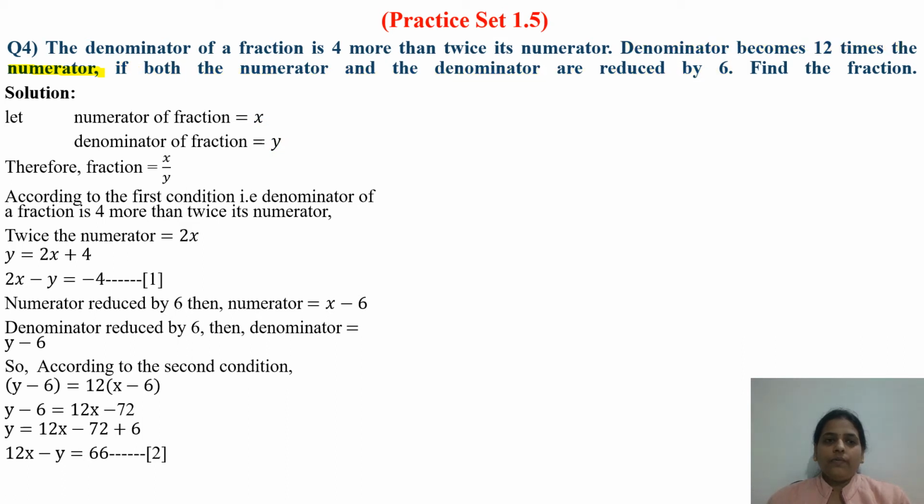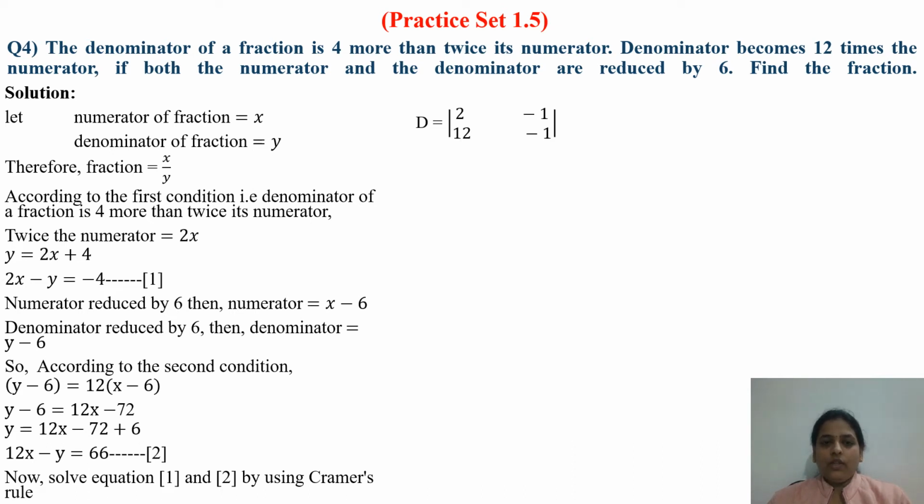Now solve equation 1 and equation 2 by using Cramer's rule. Here I am using Cramer's rule, but instead you can use any method, that is the elimination method, the graphical method, or Cramer's rule itself. Next, what is D? Write the coefficients of x and the coefficients of y in the determinant D.